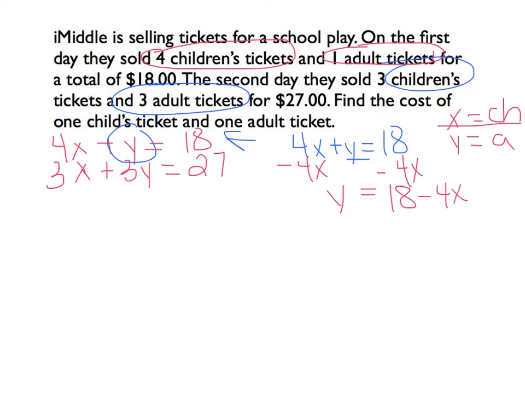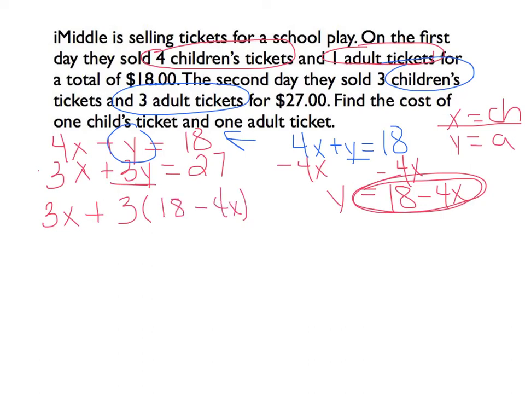So now we're going to substitute. We'll go to this equation here, and I have 3x plus 3y. Well, I know I have the 3, and instead of the y, I'm going to substitute it with what I found here, 18 minus 4x. And that's going to equal 27. Pause the movie and check your notes so far.